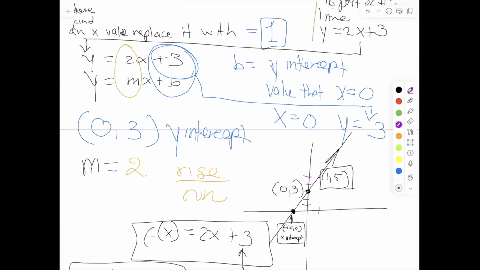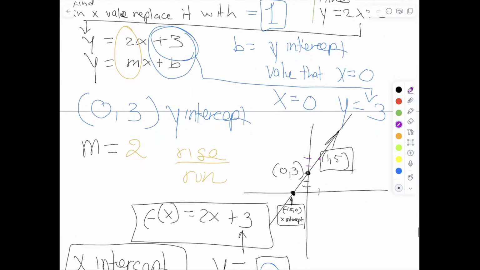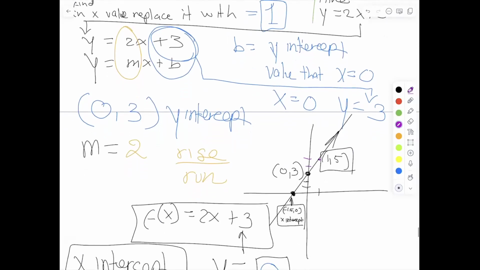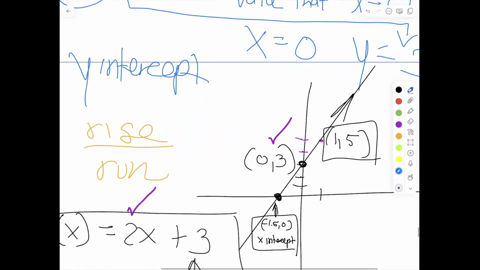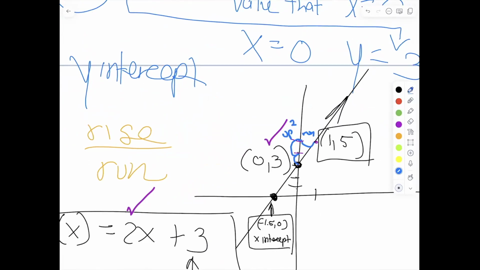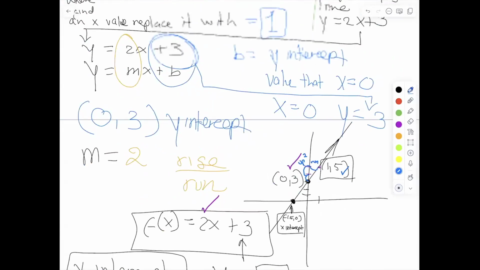So now, in this example, I said f of x is equal to 2x plus 3, and I said graph it. So in this case, the 3 is my y-intercept, so that's why I wrote (0, 3). I have a slope of 2, so I go up 2, and I run 1. Up 2, then I run 1 value. And that's how I get my next point, which is (1, 5).